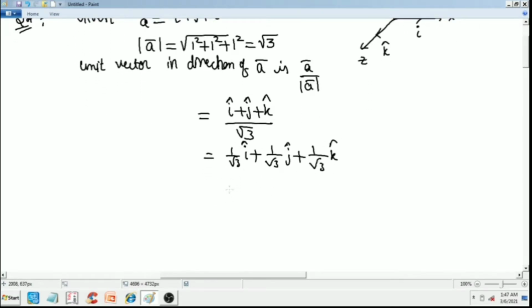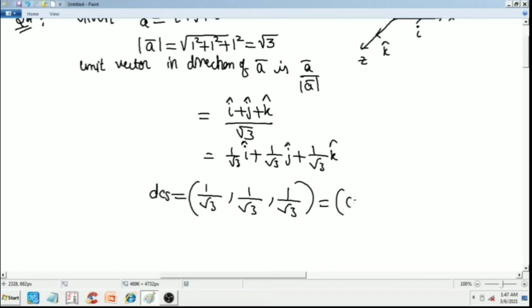This is l, m, n. Compare with the l, m, n DRs. The DCs are 1/root 3, 1/root 3, 1/root 3. Here, as I said, these are cos alpha, cos beta, cos gamma. So with respect to the y-axis, the angle is in the form cos alpha, cos beta, cos gamma. Compare with this. With respect to the y-axis we are equating y coordinates. So cos beta is equal to 1/root 3.